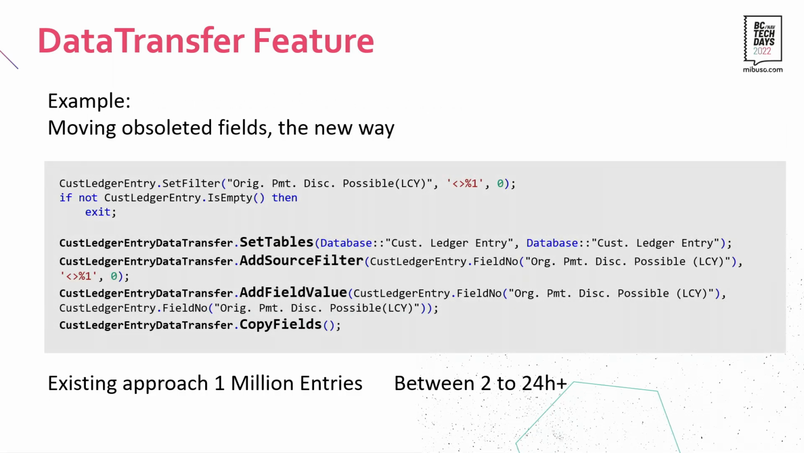Now, with data transfer features, we have a much more efficient way of doing this. So instead of doing the AL loop, you would say which table is being mapped to which table. You can add source filters. You can add join statements. You can map fields one to another. And when you call copy fields, we are actually going to invoke a SQL query. And we are not going to raise any events. So it is going to be very fast. To give you the comparison numbers, with data transfer, 1 million entries is approximately taking 2 to 5 minutes. So with this feature, now we are able to update the large tables like customer ledger entries.